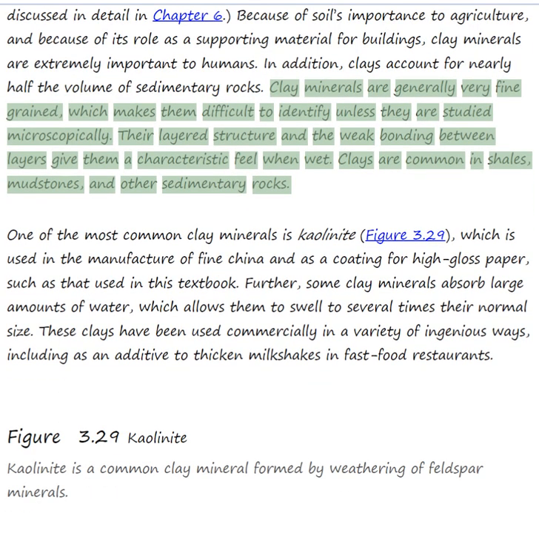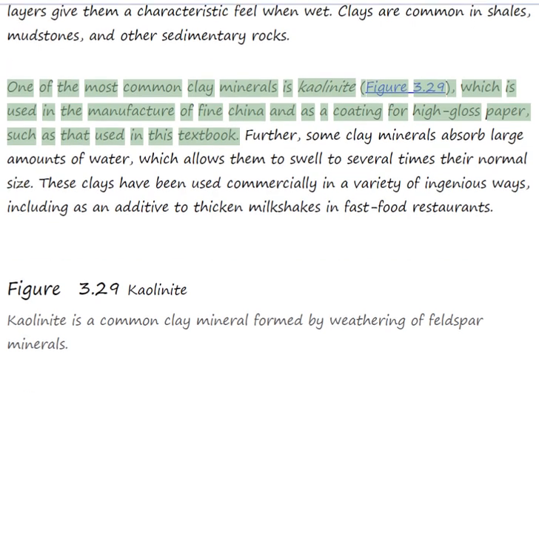Clay minerals are generally very fine-grained, which makes them difficult to identify unless they are studied microscopically. Their layered structure and the weak bonding between layers give them a characteristic feel when wet. Clays are common in shales, mudstones, and other sedimentary rocks. One of the most common clay minerals is kaolinite, which is used in the manufacture of fine china and as a coating for high-gloss paper, such as that used in this textbook.